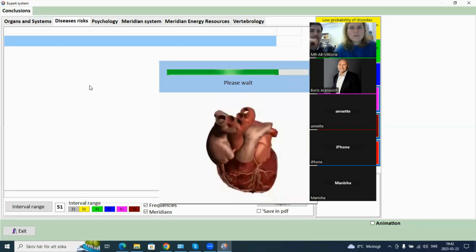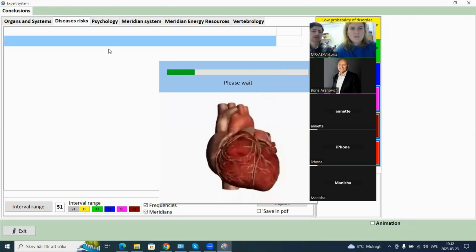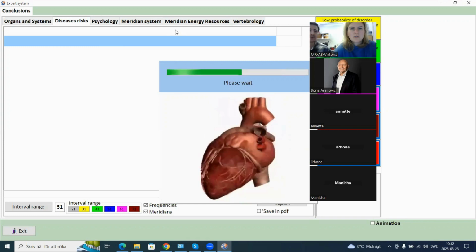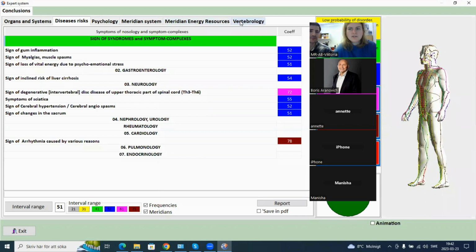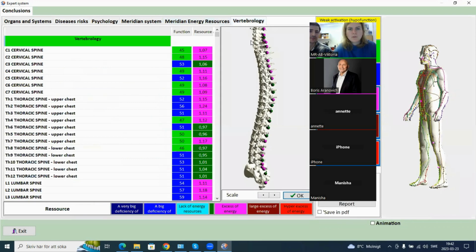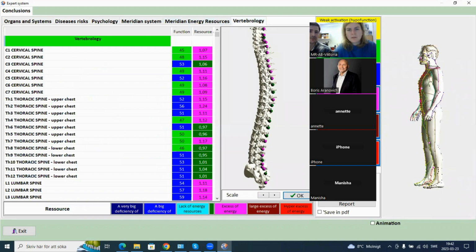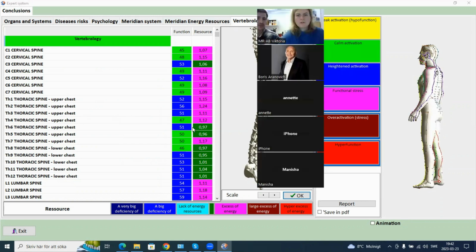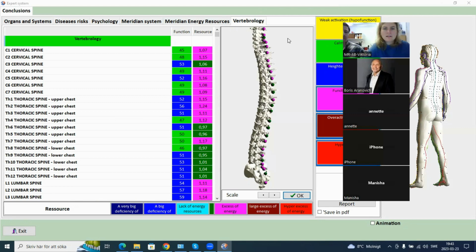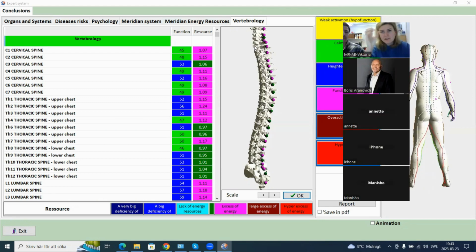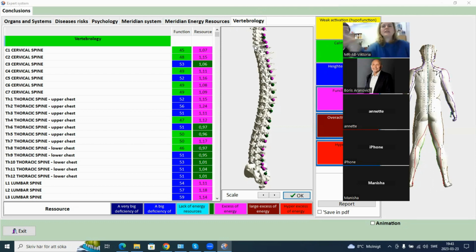System. Yeah, so here is the extra that we got, vertebrology. So we can see the spinal cord. And you know that often a lot of the problems we have with our body are because of the spine. Because everything is connected, to every spine segment is connected the nerve system that is connecting to all of our organs.